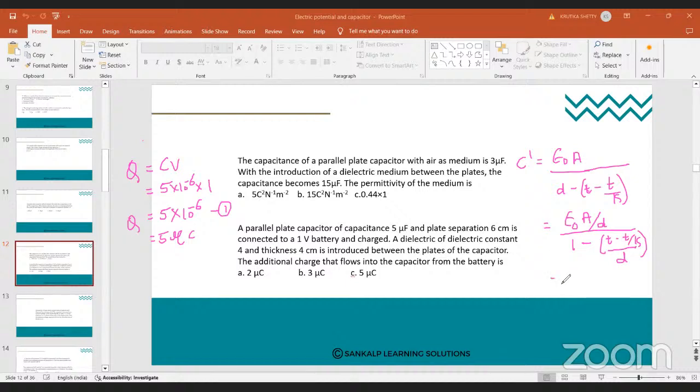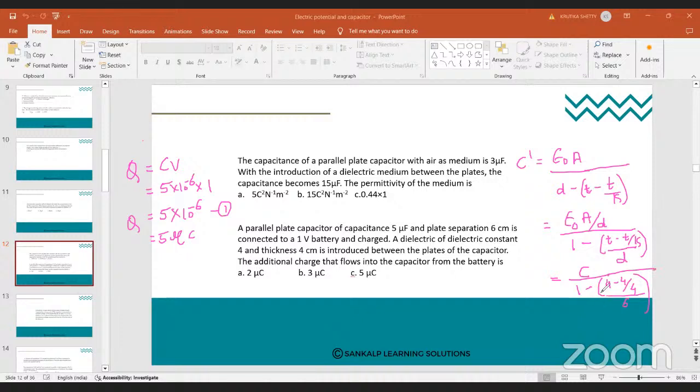Now, ಇಲ್ಲಿ numerator ಅಲ್ಲಿ ಏನ್ term ಇದೆ epsilon naught into A by D. This is nothing but the formula for the capacitance. So I'll take it as C. Therefore C divided by 1 minus into bracket. So ಇಲ್ಲಿ ಏನ್ value ಇದೆ ನೋಡಿ, T value, K value and D value which is given in the question. So I can substitute that. This is 4, thickness is 4 minus 4 divided by dielectric constant is also 4, divided by separation between the plates is 6. Okay.